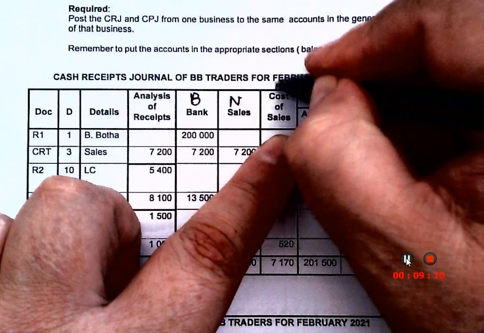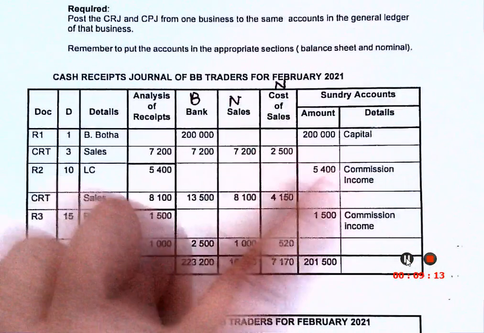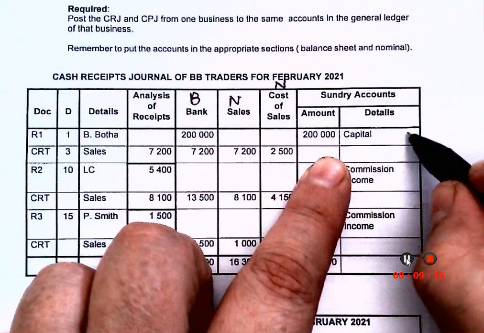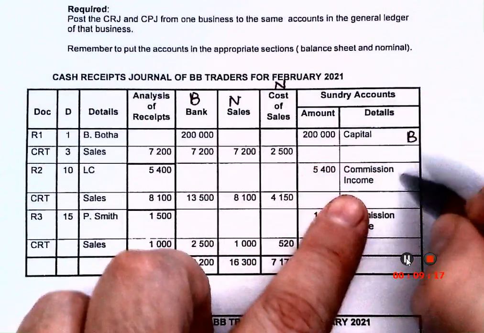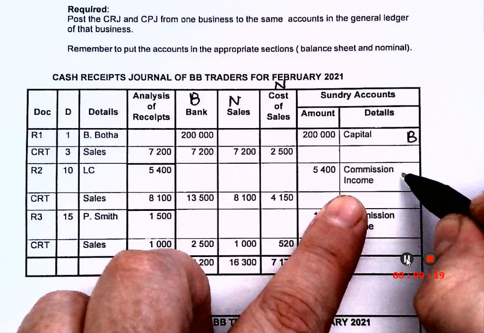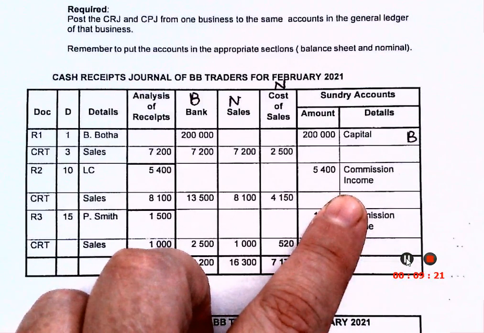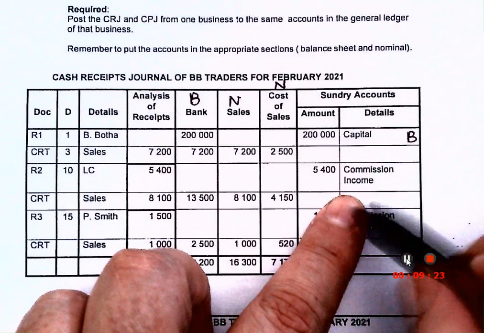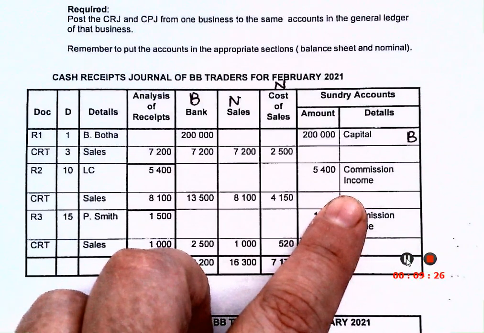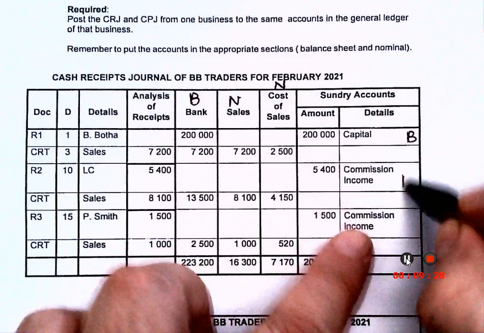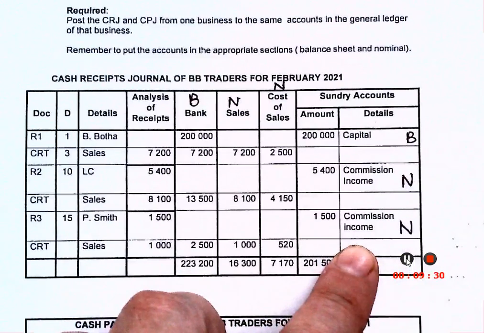I want you to write this in. I don't see you writing. What is capital? A B or a N? What is commission? A B or a N? And now, if you don't know, what's the word after commission? Income. And income is always a N. And there I see it twice.